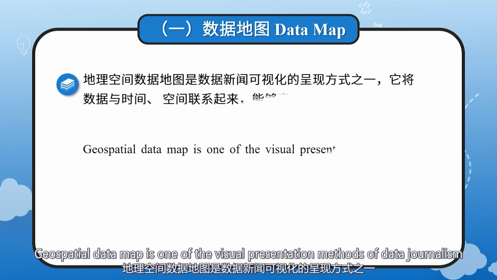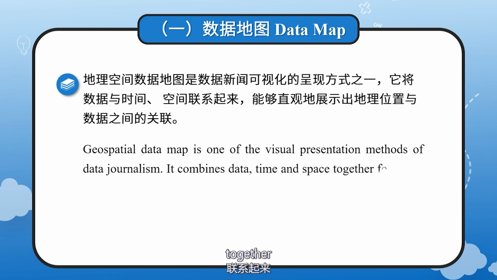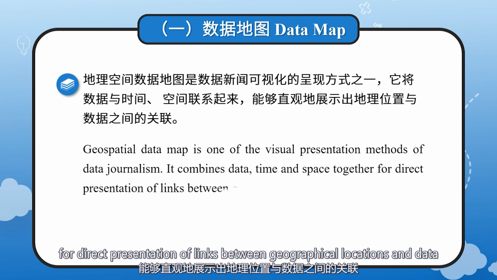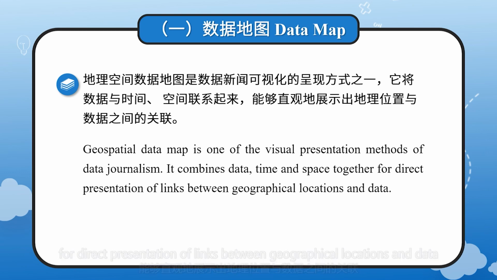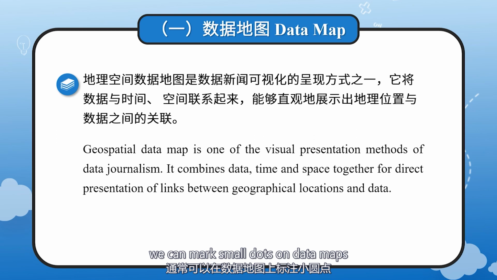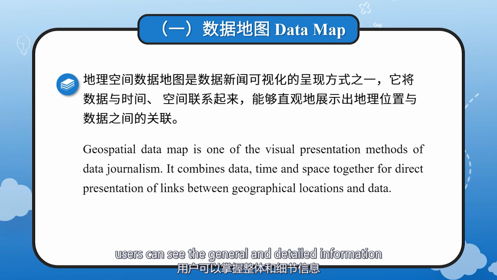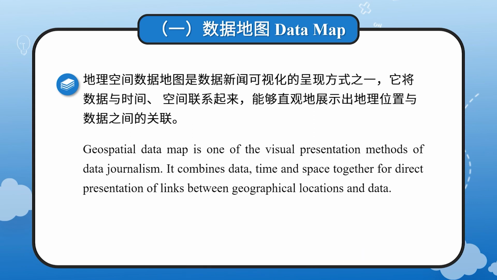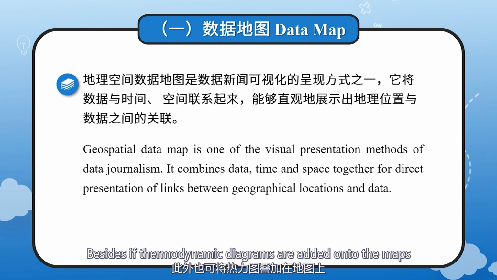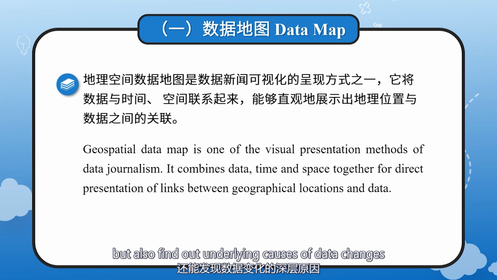Geospatial data map is one of the visual presentation methods of data journalism. It combines data, time, and space together. For direct presentation of links between geographic locations and data, to realize data visualization through data maps, we can mark small dots on data maps. When users click on the small dots, they will get corresponding information. When zooming in the data maps, users can see the general and detailed information. Besides, if thermodynamic diagrams are added onto the maps, users can not only understand the overall situation, but also find out underlying causes of data changes.